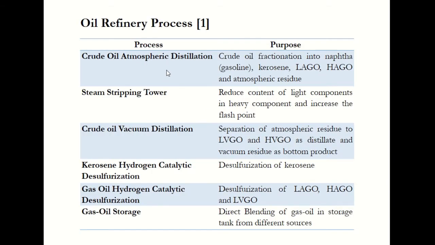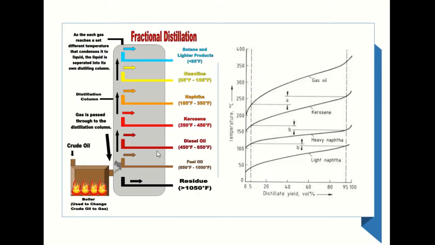Basically, this is a very simple plant that includes processes like atmospheric distillation, vacuum distillation, stripping, hydrogen catalytic desulfurization, and blending in storage tank. Basically, crude oil distillation process starts from atmospheric distillation, which is based on different boiling points of the hydrocarbon compounds in crude oil, which can be observed from this figure.